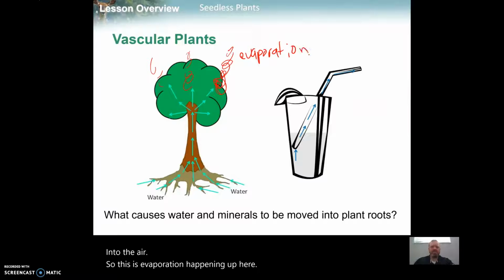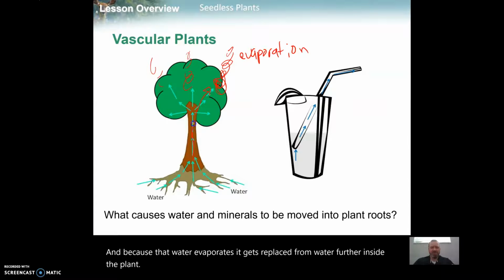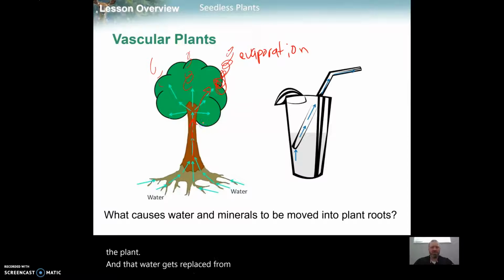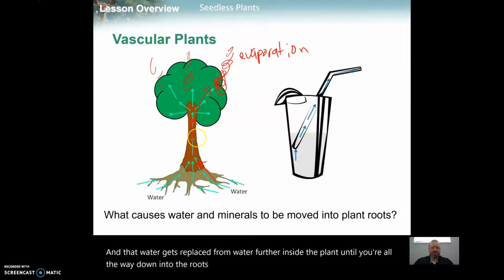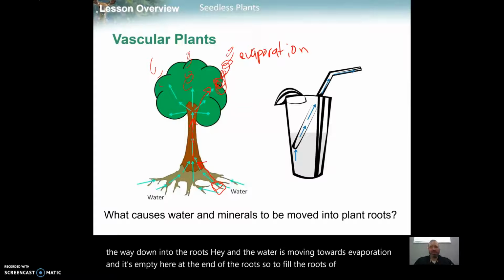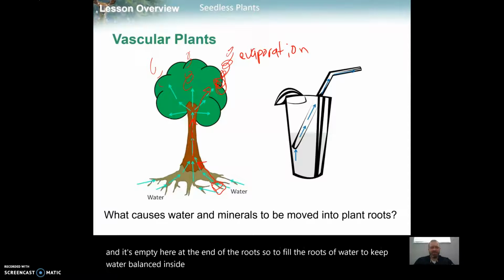And because that water evaporates, it gets replaced from water further inside the plant. And that water gets replaced from water further inside the plant until you're all the way down into the roots. And the water is moving towards evaporation, and it's empty here at the end of the roots. So to fill the roots with water, to keep water balanced inside the plant and out, it sucks in water from the ground. And there you have the whole system happening there through the xylem.